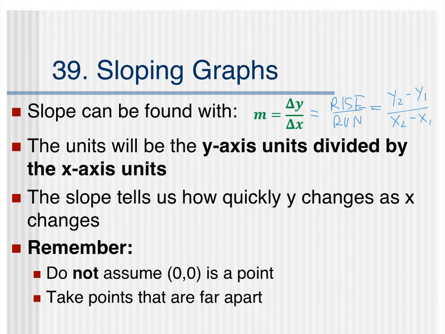Two important points to keep in mind. Number one, do not assume that 0, 0 is a point. When you're finding these slopes, sometimes that's an assumption that people make, and that's not always true. Sometimes it will be a point, but it won't always be. The other thing is we want to take points that are far apart. Try and use as much of the graph as possible. This is more true when we have lines that don't necessarily intersect perfectly on the graph, but it's always a good idea to get into that habit.